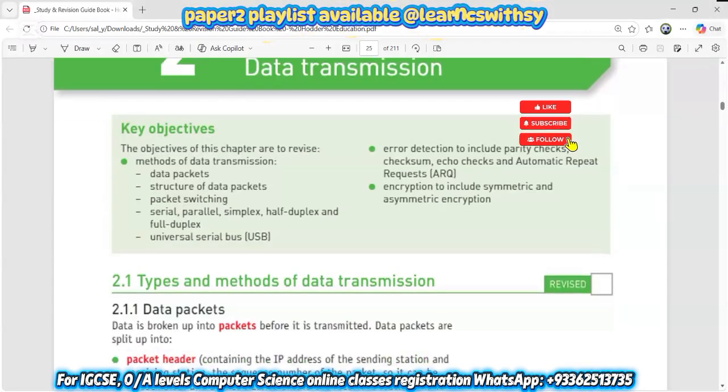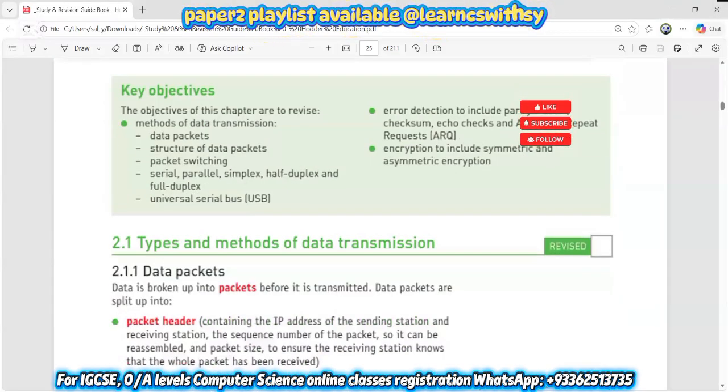So first thing is data packets. Now, what is a data packet and why do we need packets? Rather than sending the entire file as one, maybe the size is too big, what is done by the computer is it is broken into pieces, and those pieces are called packets. Because packets are easier to transmit from one place to another as compared to sending the entire file.